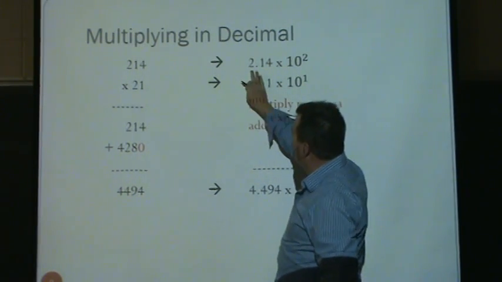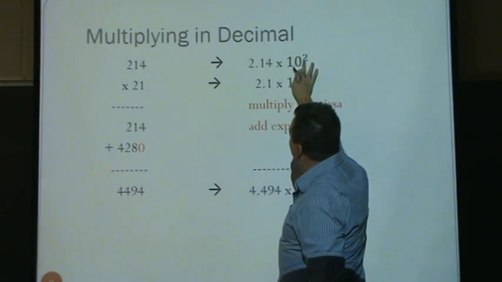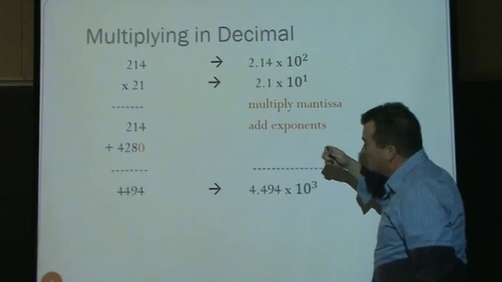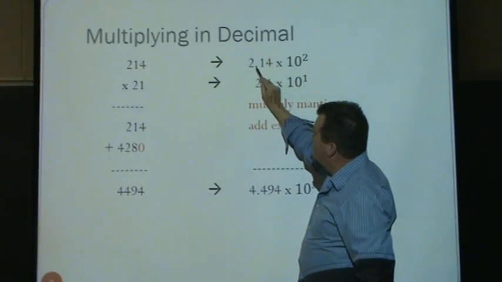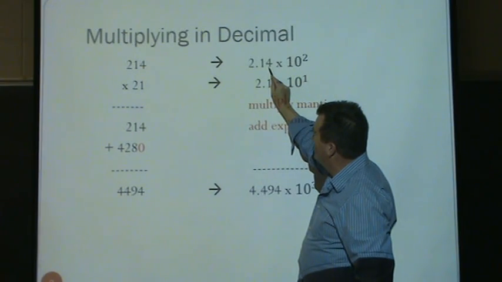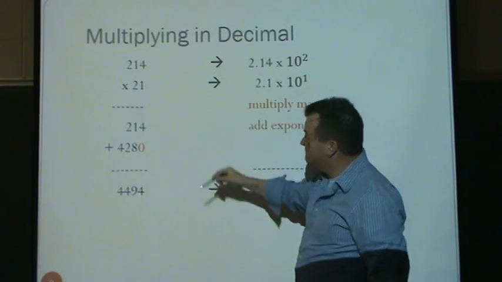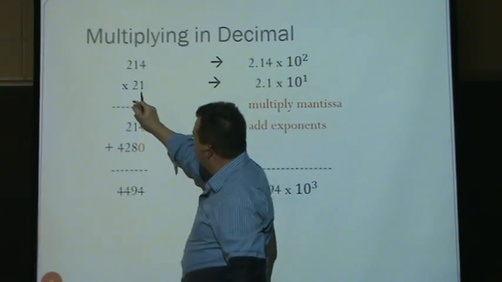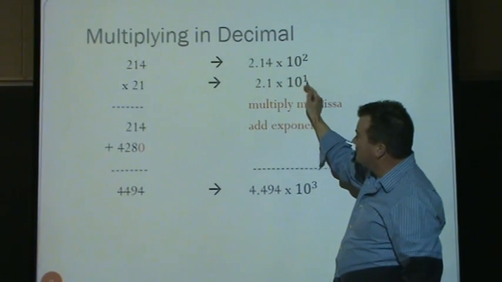Okay. Another way of thinking of it, if you wanted to write the number in scientific notation, is where you write the entire number multiplied by some base raised to a power. So another way of thinking of the number 214 is 2.14 times 10 raised to the 2 power, times 100. Another way of thinking of 21 is 2.1 times 10 raised to the 1 power.